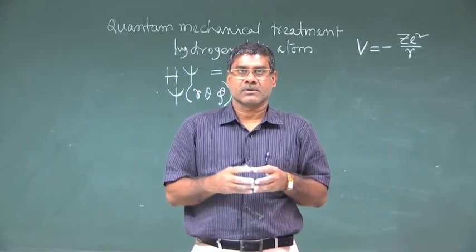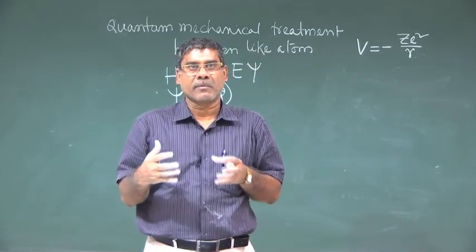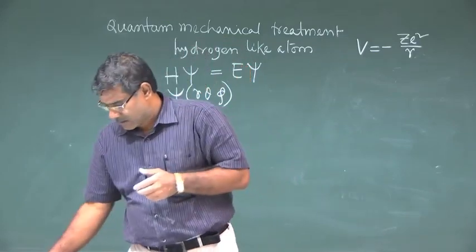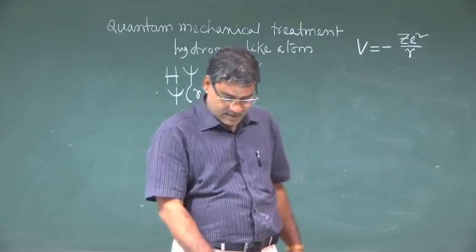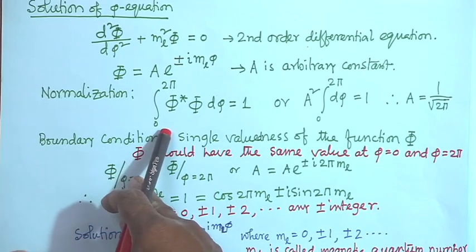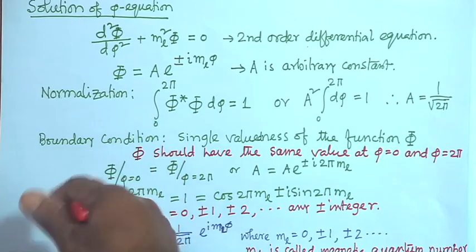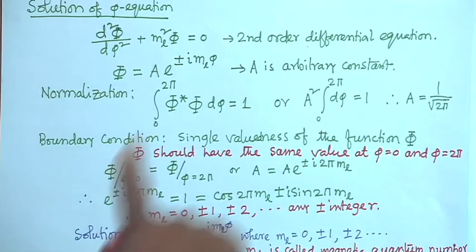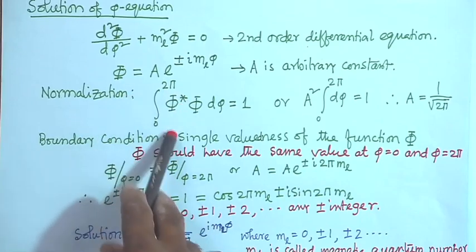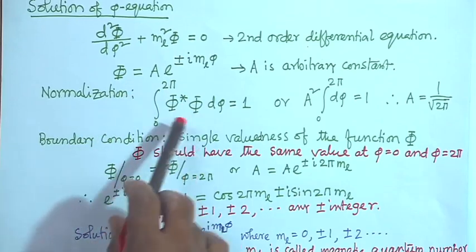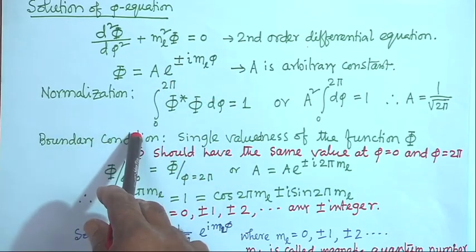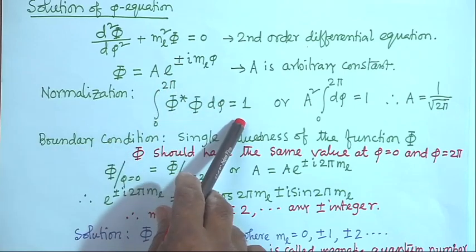Generally we consider the total probability, the whole probability, to be 1. So, what is the limit of this phi? Phi limit is 0 to 2 pi. Within 0 to 2 pi, it will cover the whole region, the whole angle. So, normalization: phi star phi d phi, integrated within this limit, will be equal to 1.